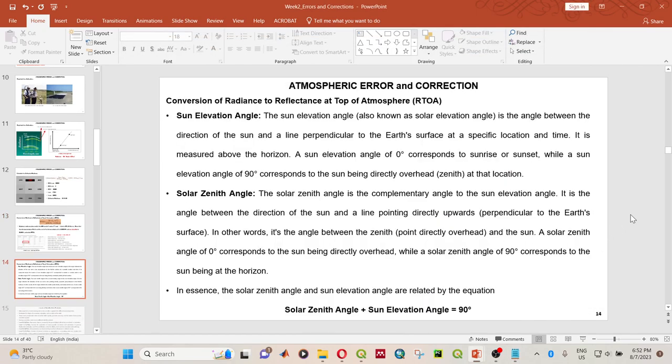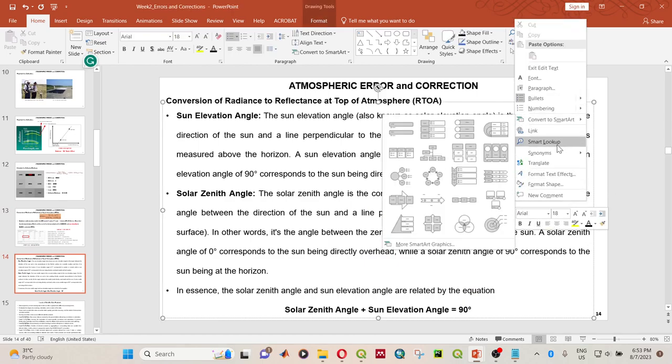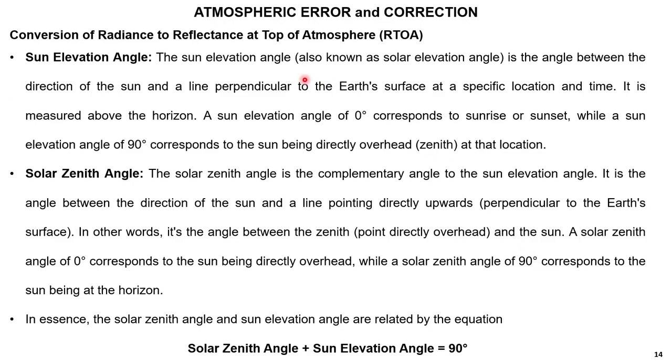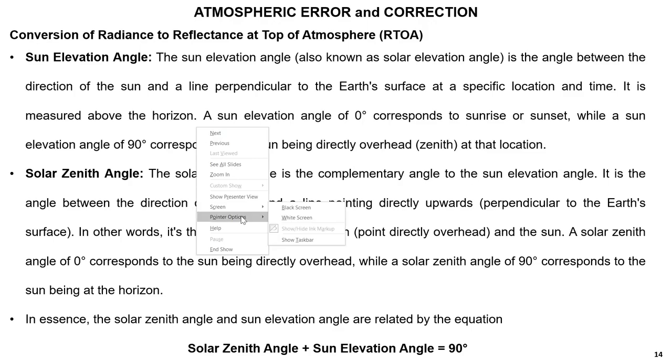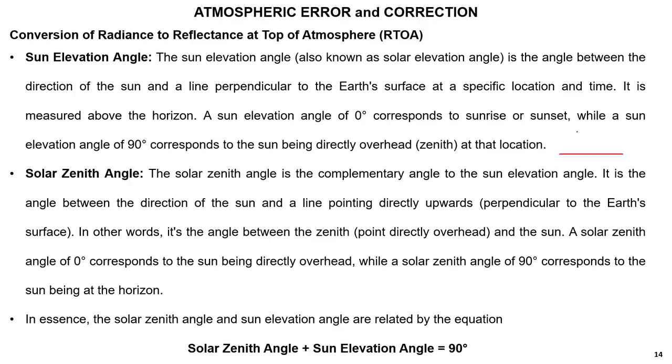Now what is sun elevation? Sun elevation is the angle between the direction of the sun and the horizontal at a specific location and time. It is measured above the horizon, meaning with respect to your horizontal. At what angle is the sun? If I draw it, let us say this is the horizon, your sun is here, and this is your target object. This angle is your sun angle. But what angle we want is the solar zenith angle, which is with respect to your nadir.